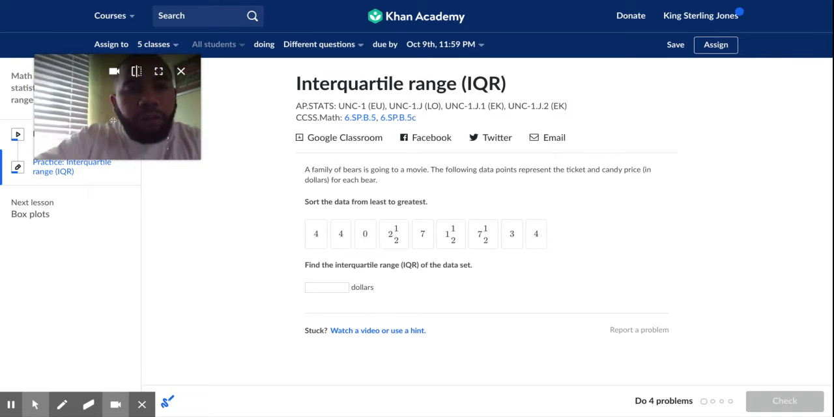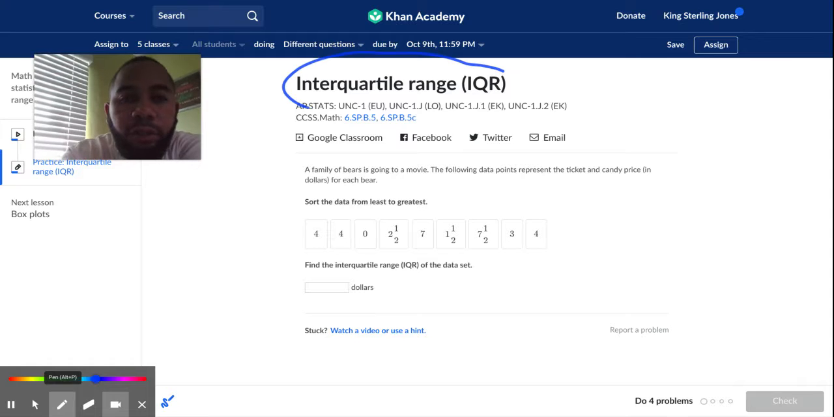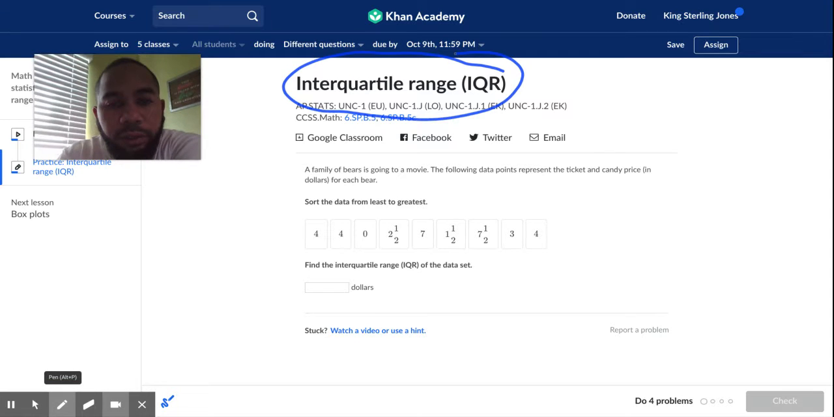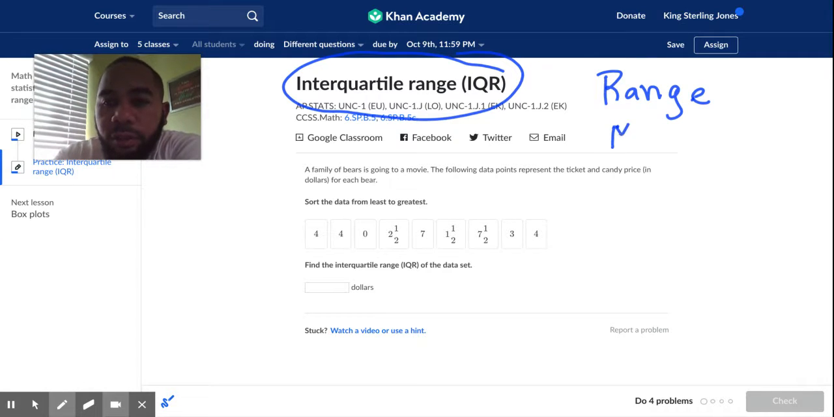Okay, we talked about finding the median. We talked about finding the mean, which is the average. Now we're going to talk about finding the interquartile range. Now remember, the range is easy. That's just the highest, the maximum, minus the minimum.